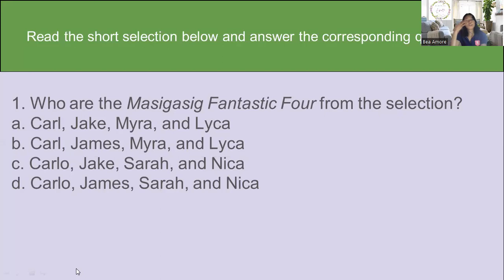Number 1. Who are the Masigasig Fantastic Four from the selection? A. Carl, Jake, Myra, and Laika. B. Carl, James, Myra, and Laika. C. Carlo, Jake, Sarah, and Nika. D. Carlo, James, Sarah, and Nika.